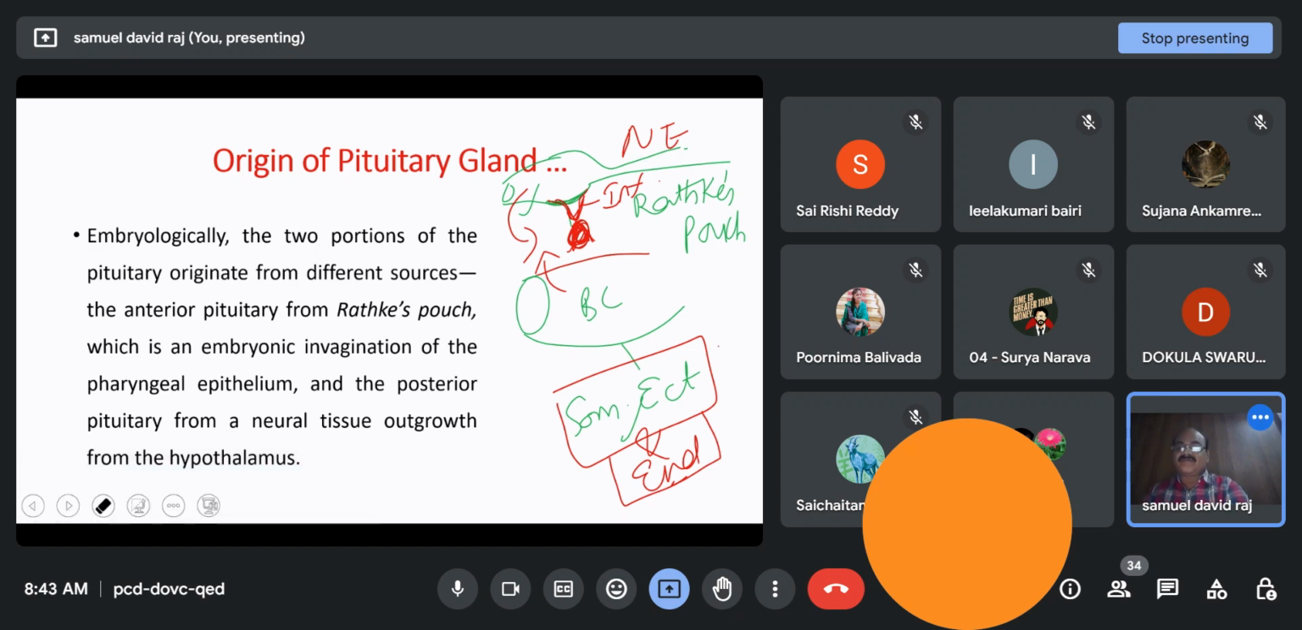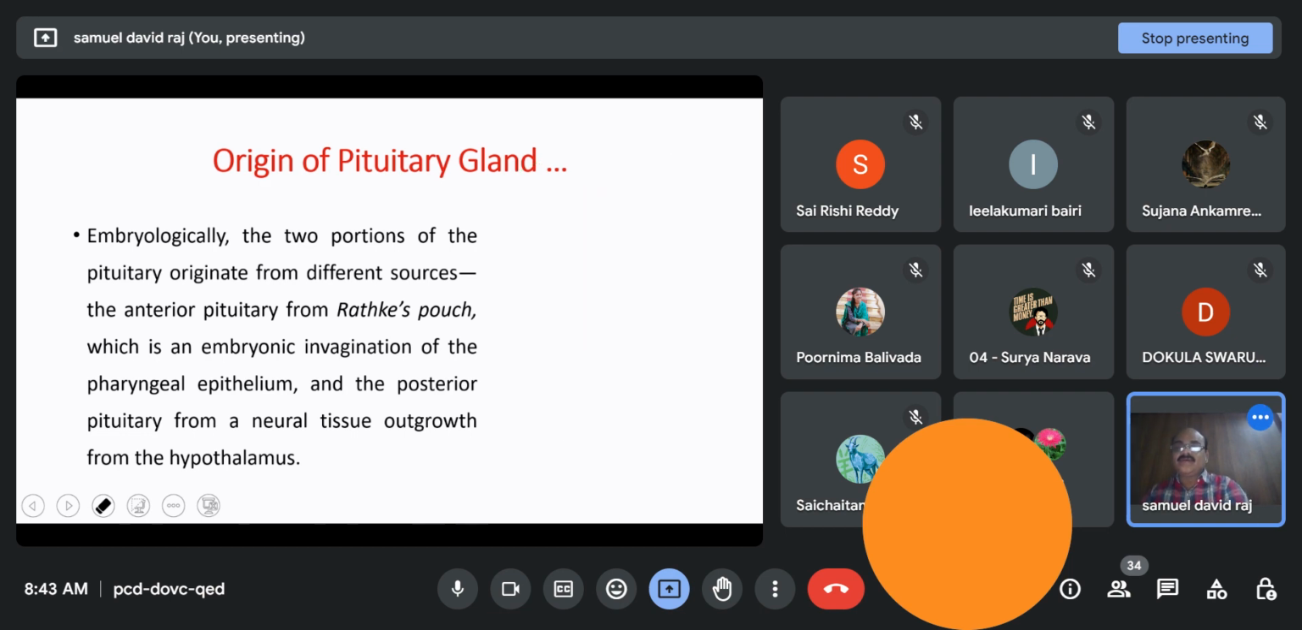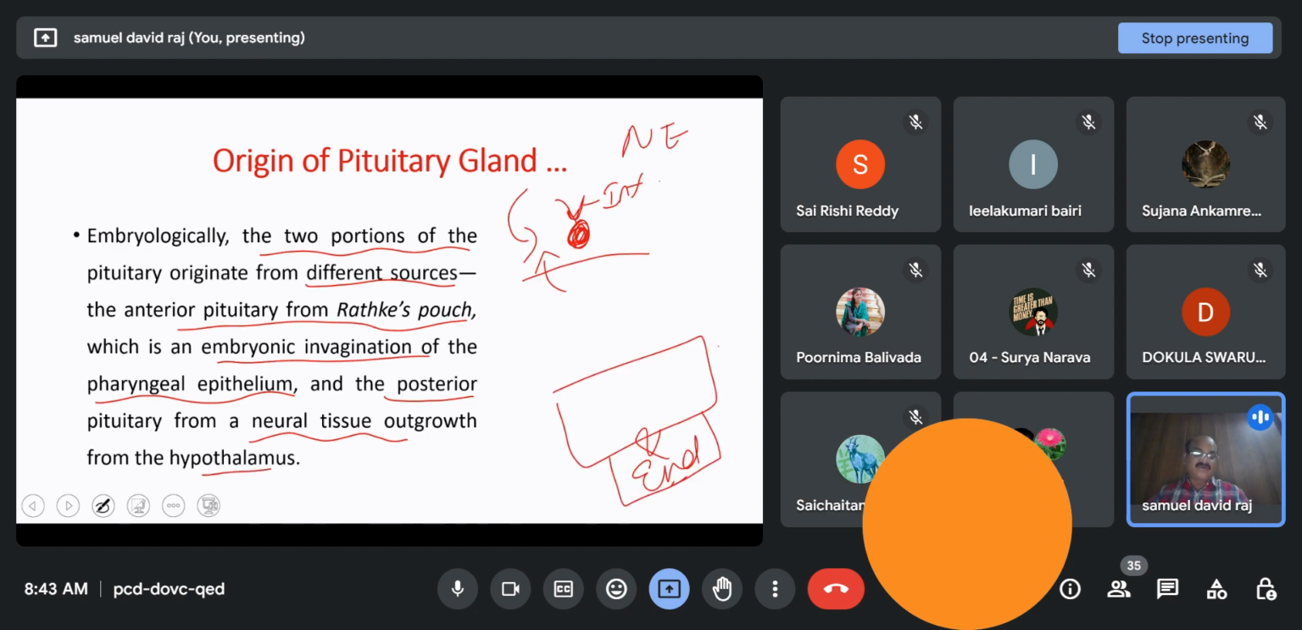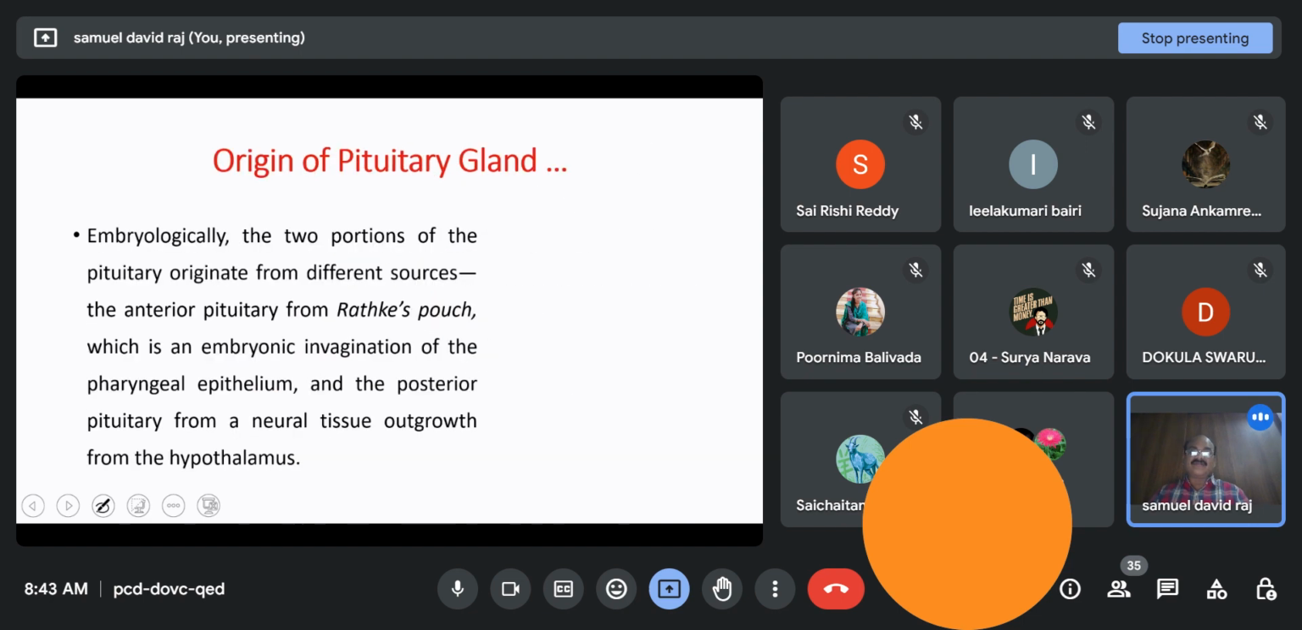And coming to this entire thing, embryologically, the two portions of the pituitary originate from two different sources. The anterior pituitary from Rathke's pouch, which is an embryonic invagination of the pharyngeal epithelium or roof of the buccal cavity. And the posterior pituitary arises from a neural tissue outgrowth from the hypothalamus. Thus, it is dual in origin.